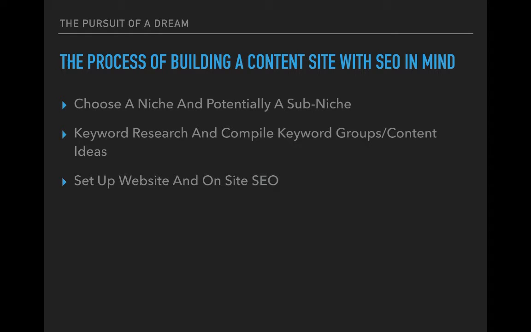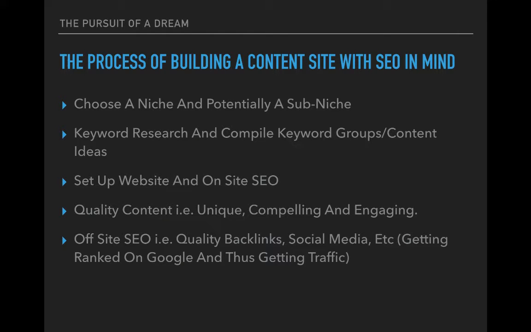The next step is you set up your website and then do your on-site SEO to make sure the foundation is there and everything is set up for you to rank on Google. And then that's when you start putting your content out there. You start writing your content, making sure it's quality, it's unique, it's compelling, and it's engaging, so people are actually going to enjoy it and people are going to want to link to it, which leads me to my next point. That's when you start focusing on your off-site SEO, your quality backlinks, your social media, the whole point of you getting ranked on Google and then getting traffic.